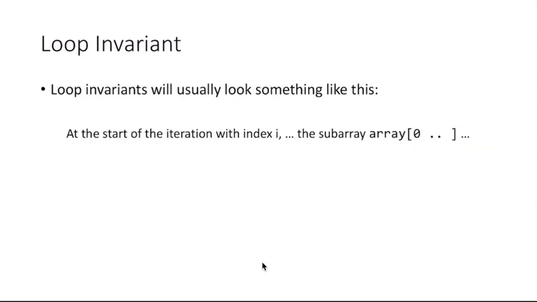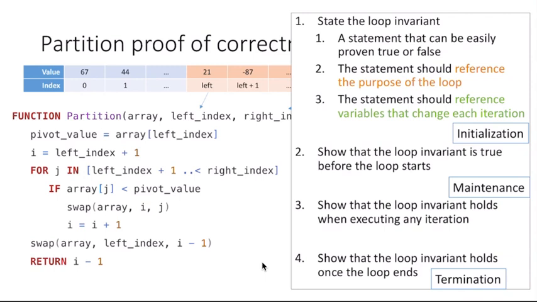So again, how does your loop invariant usually start? It's usually something like at the start of each iteration with an index, and then you reference something about the subarray. So what I want you to do is go through an entire proof by loop invariant for the partition procedure, starting by writing a loop invariant. And after you've done so, in the next video, I'll step you through my process where I show you my loop invariant and proofs for initialization, maintenance, and termination.